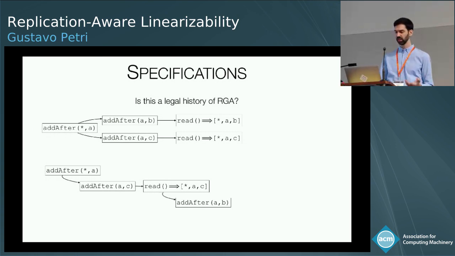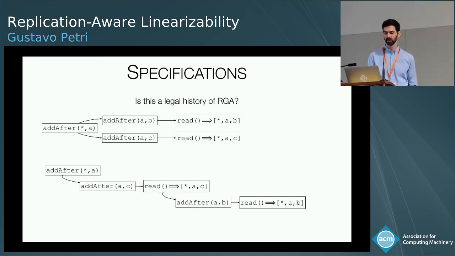Then we can add B, but when we try to read, we can't just ignore that a C was added before. So we can't end up with star AB. And so this is a problem. The problem stems from the fact that the replica that did the read that ended up in star AB did not see the effects of the add after AB because they were concurrent. They were disconnected at that point. So that's one thing that we have to cope with.